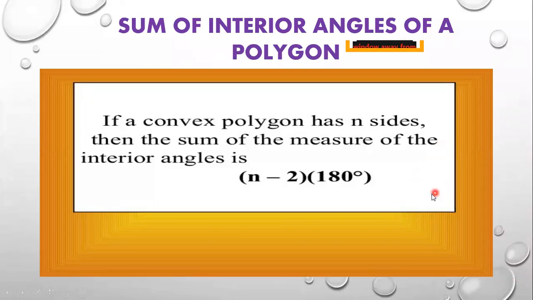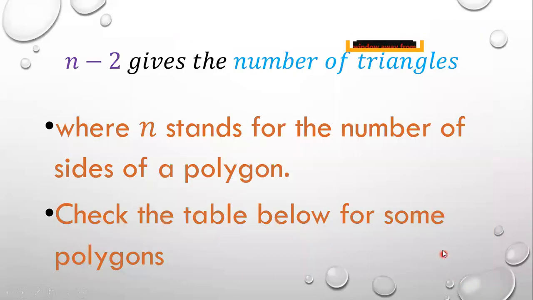If you have to look at the interior angle sum of all polygons, or what we call convex polygons, any polygon which has n sides, the sum or the measure of the interior angles is given by the formula (n - 2) multiplied by 180 degrees. So n here stands for the number of sides, and we can also use n - 2 to give us the number of triangles that can be formed from that polygon, where n is the number of sides.